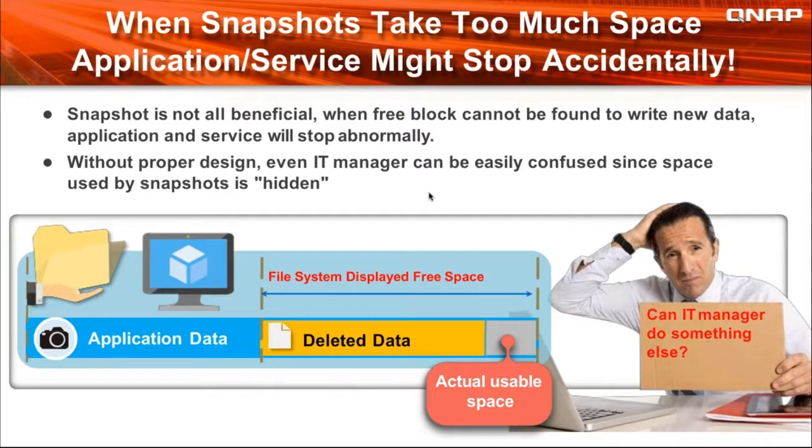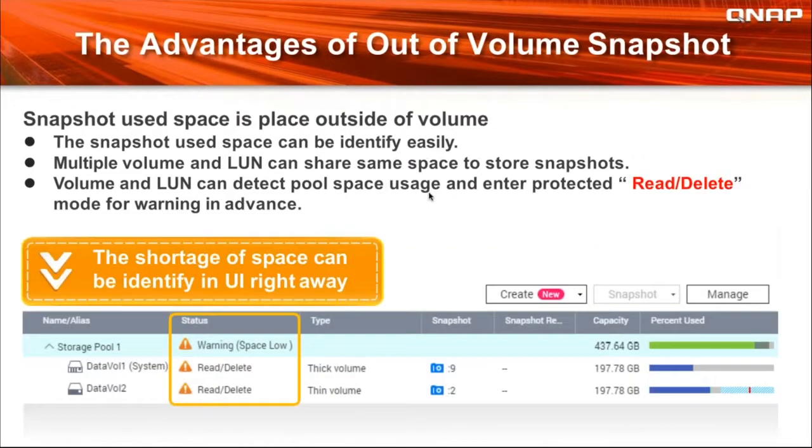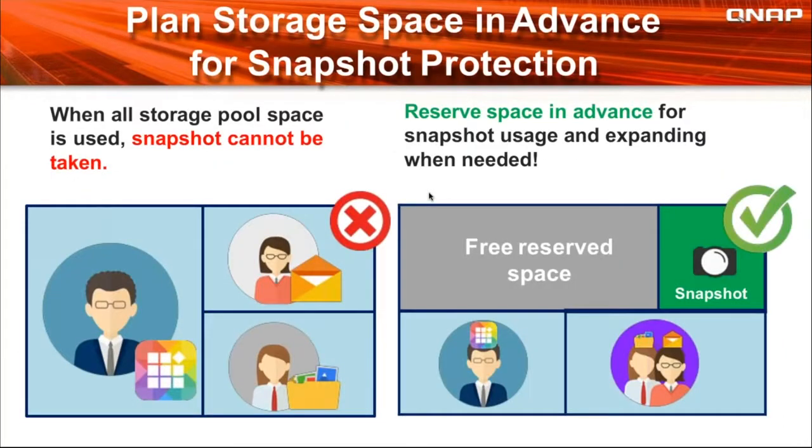The advantage of out-of-volume snapshots is that if you have a 5 terabyte volume, your snapshots can't take any of that space from your volume. So if you need to reserve 5 terabytes for your backup jobs, just reserve that space. And if you have a 5 terabyte thick volume, your snapshots can't take any of that space. So the advantage we have about a snapshot volume is you can easily see how much space is used, control a lot better how much space is used. Multiple volumes and LUNs can share the same snapshot space. So it's a very good feature.